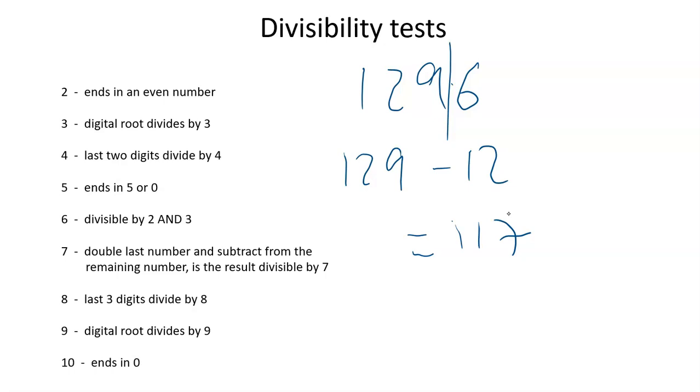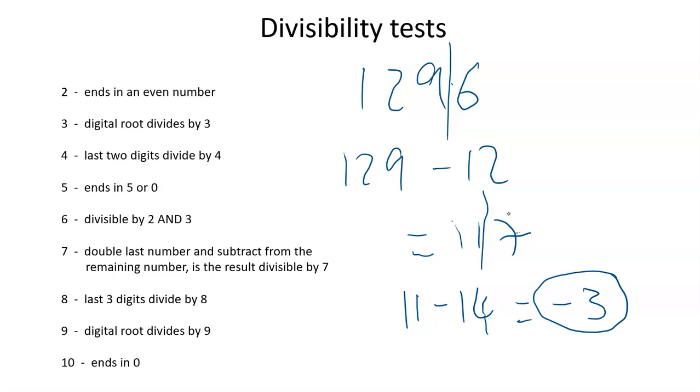I'm not very good with my 7 times table that high, so I'm going to do it again. I can do this trick again and again and again. It doesn't make a difference. So I'm going to double the last number and take it away from the front. So 11, take double that number, 14, and that's going to give me -3. Well, -3 does not divide by 7.